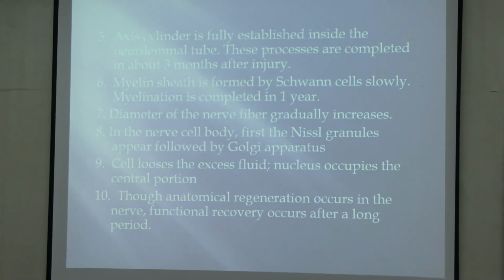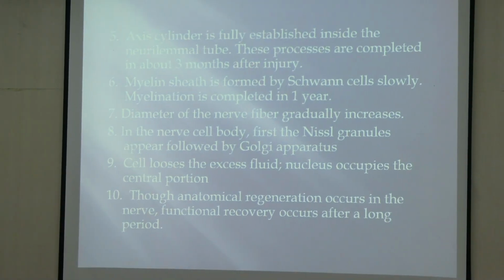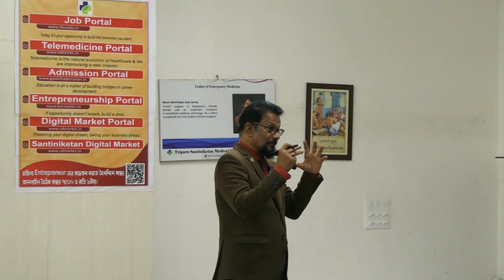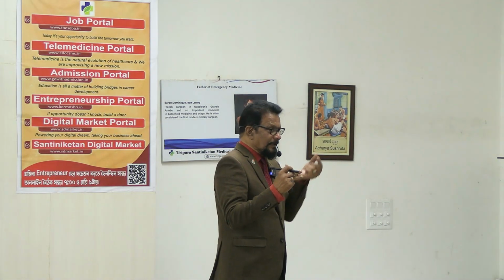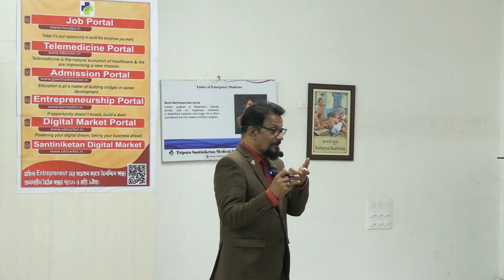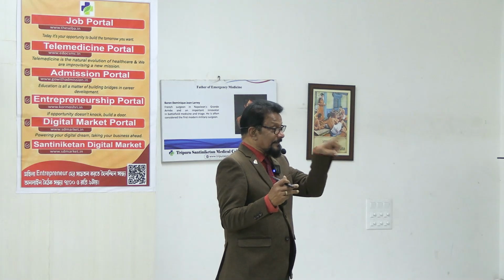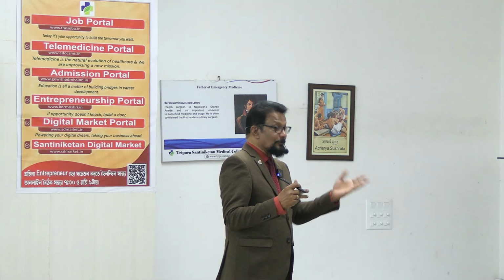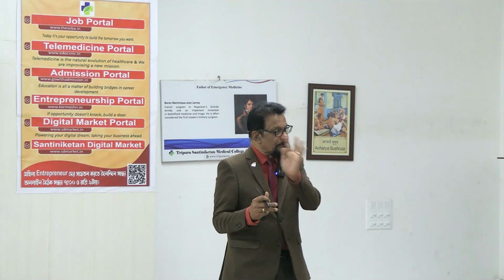So Golgi bodies, Nissl granules, these had disappeared. Now the cell will lose water, and the cell body will again regain its original shape. And this endoplasmic reticulum will be forming new proteins, neurotransmitters, and the nucleus will be shifted to the center. Okay, Nissl granules will start to appear. So the way these were degenerated, now again these will be regenerated.